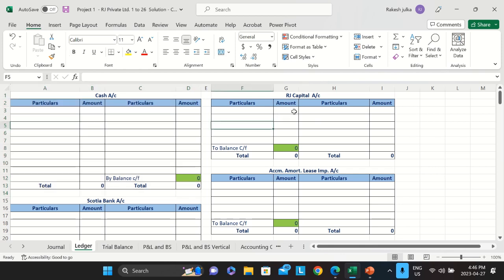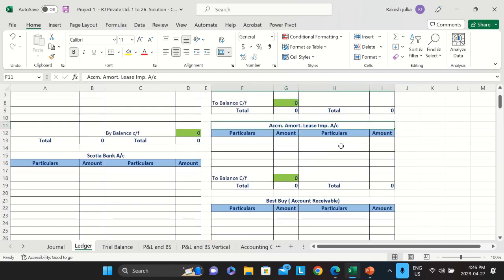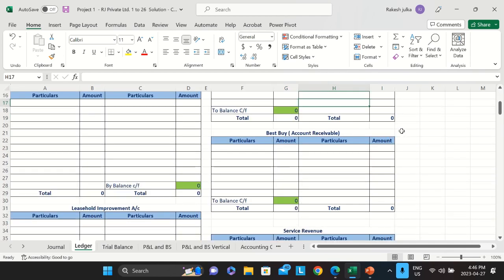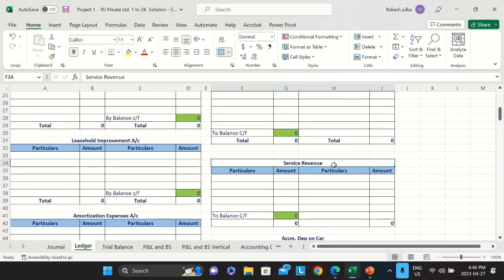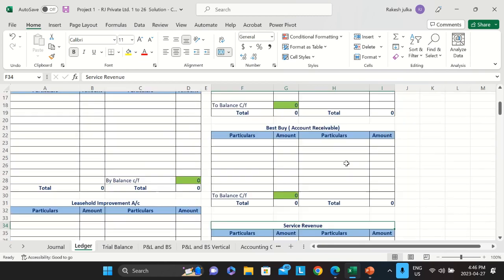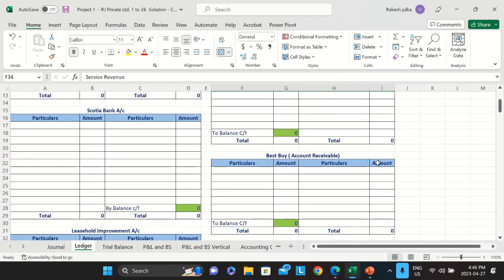On the right hand side, you can see the capital, which has a credit balance, amortization, credit balance, receivable, right? Credit balance means all the income and the liabilities that we have. We'll have the credit balance here. All the incomes will have the credit balance.